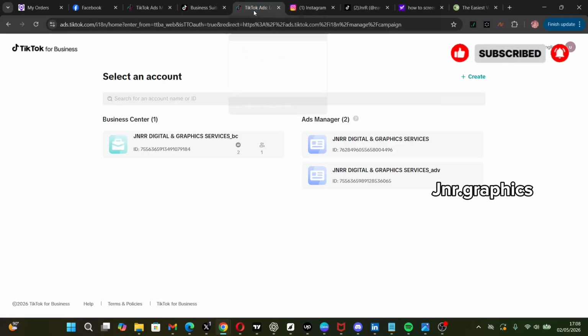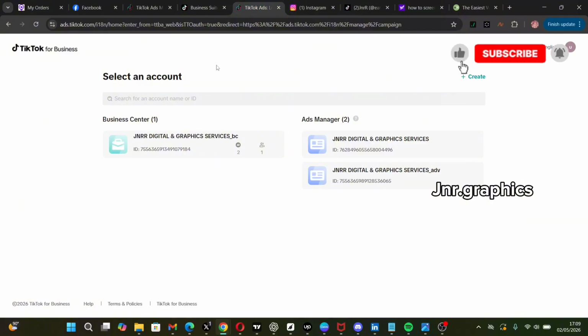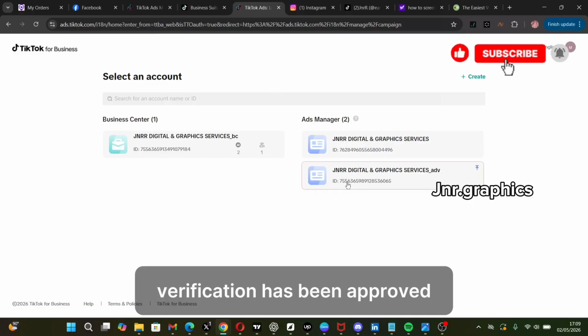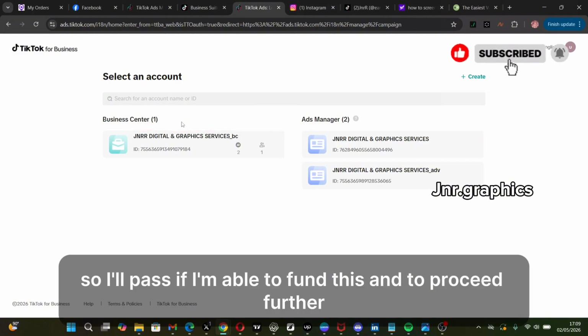Now I've been able to set up an account on this platform because my verification has been approved. So this is my other account from my admin. I can set it up and fund this and proceed. So that's it.